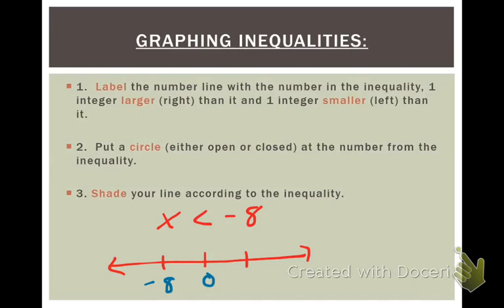So now we need to go x is less than negative 8. We're still going to put an open circle on negative 8 and then shade to the left. So either method's fine. I don't really care which one you like better. But this one is the way I was always taught. You'll probably see me do this more than anything else.